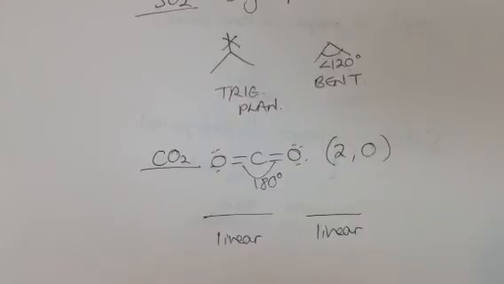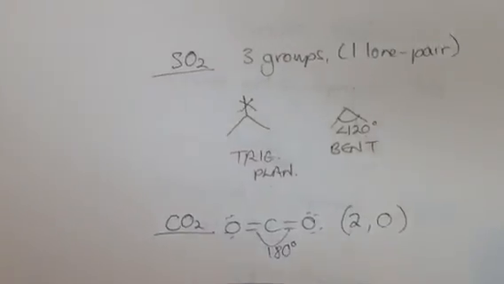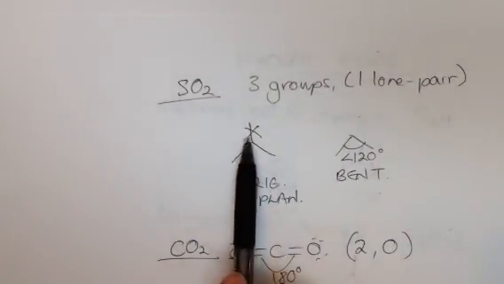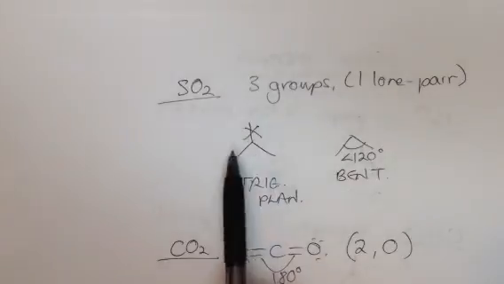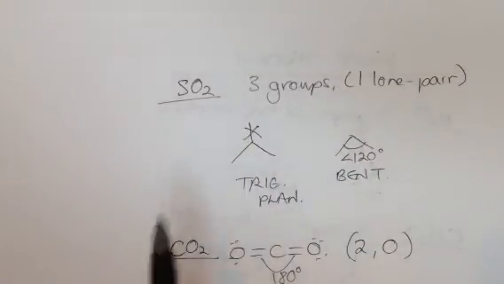Remember, that's the condition. To have an identical electron and molecular geometry, you have to have no lone pairs on the central atom. If you do have a lone pair on the central atom or 2 lone pairs on the central atom, your electron pair and molecular geometry will be different.